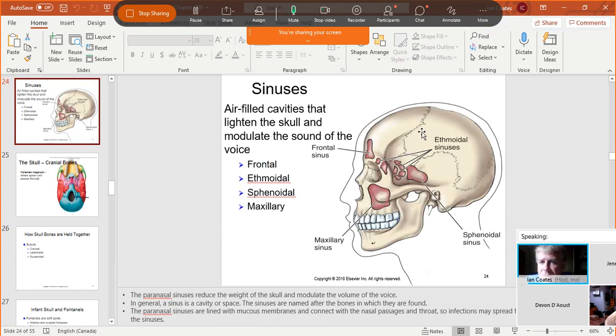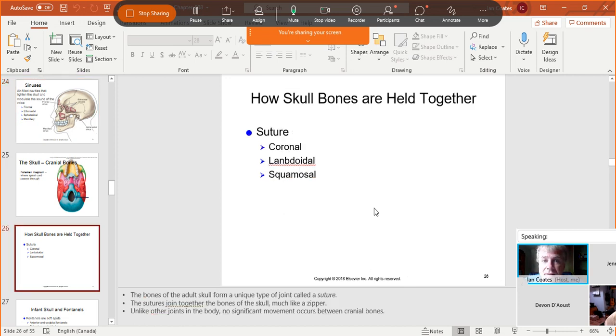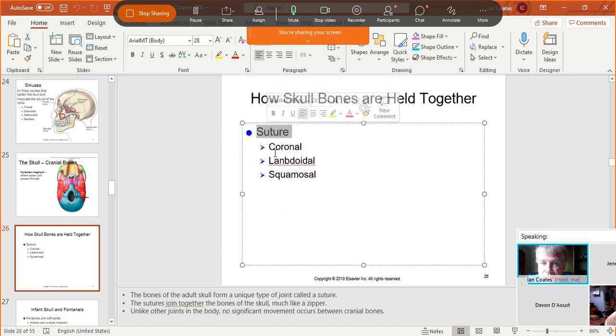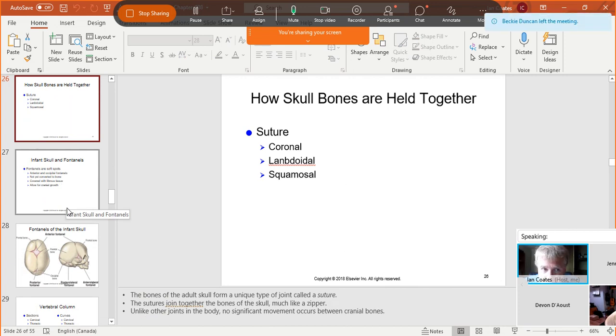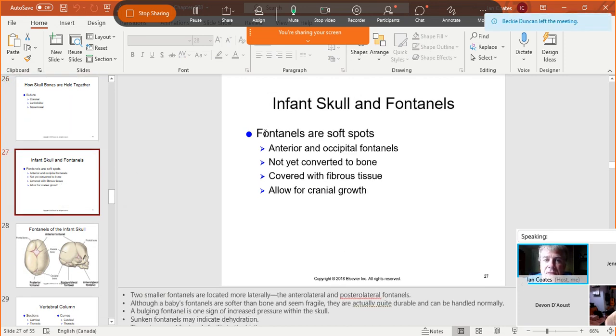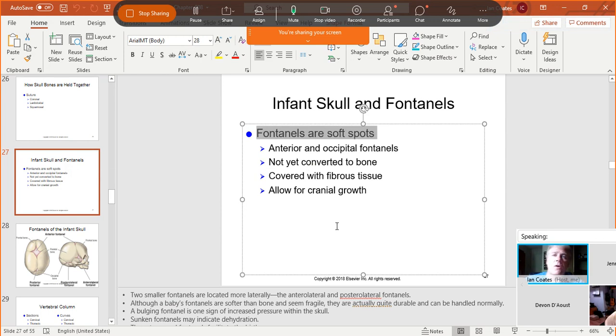How skull bones are held together. Right here, once these become solid, okay, we call these sutures. And they only happen with the flat bones. So babies really don't have any sutures yet. Those bones are just kind of sitting there. But eventually, when they grow together, we call these sutures. And you have a coronal suture, a lambdoidal suture, and a squamous suture. Okay, so there's your fontanelle for your babies there.